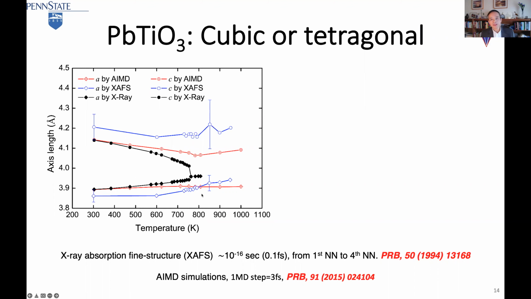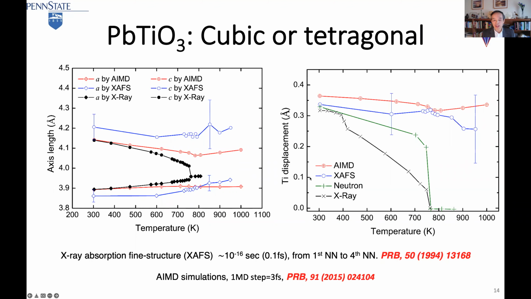The next thing is that, of course, we want to compare the polarization, the titanium displacement. You see that again, this is X-ray, this is neutron scattering. The blue one is from the XAFS, and the red one is from AIMD simulations. So you have polarization. Polarization is maintained all the way up, way above the transition temperature.